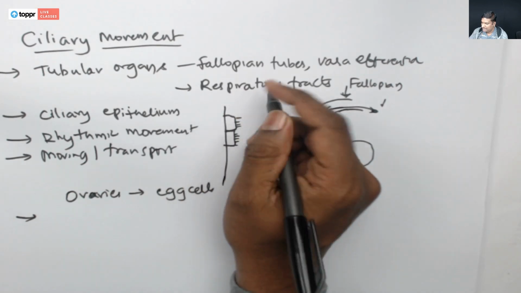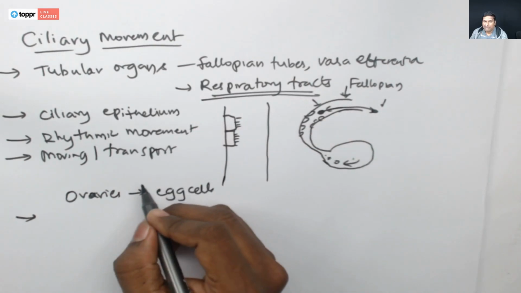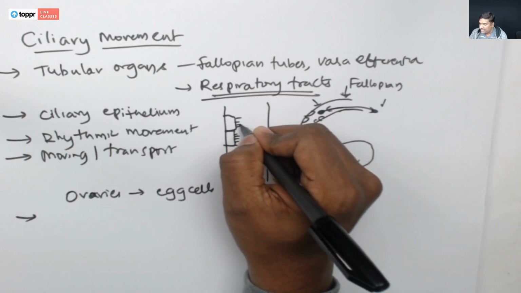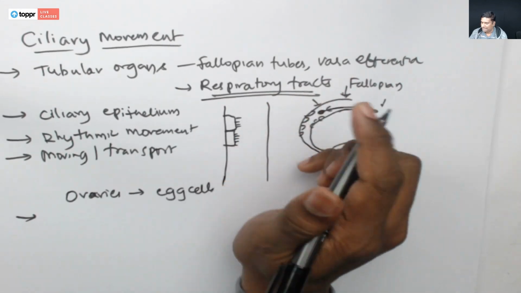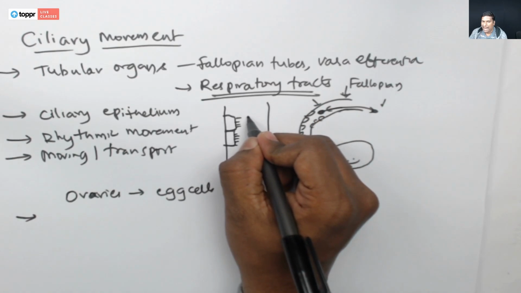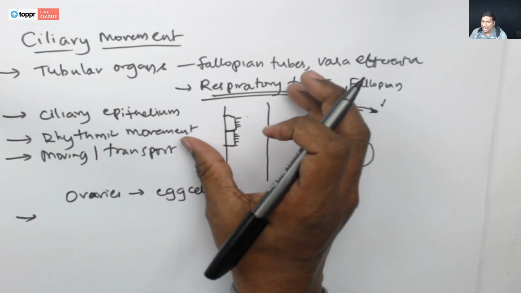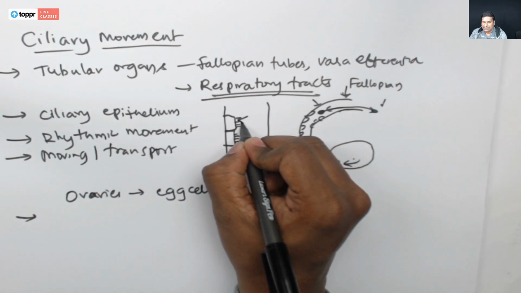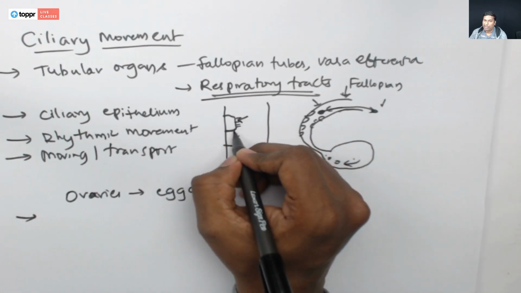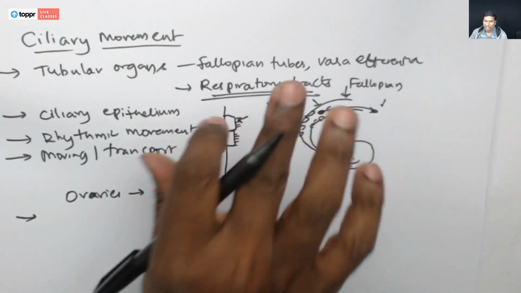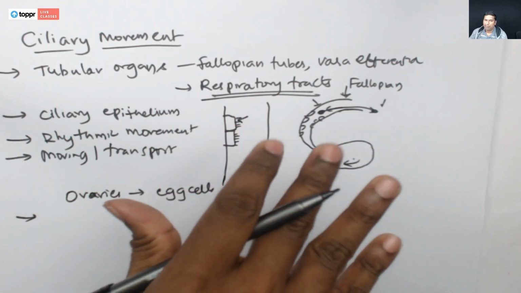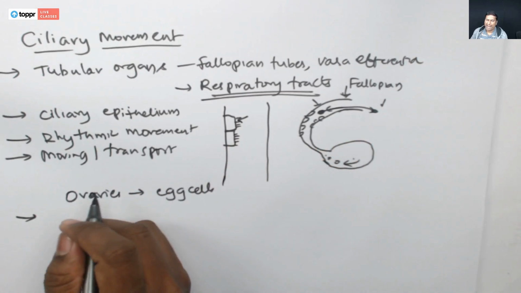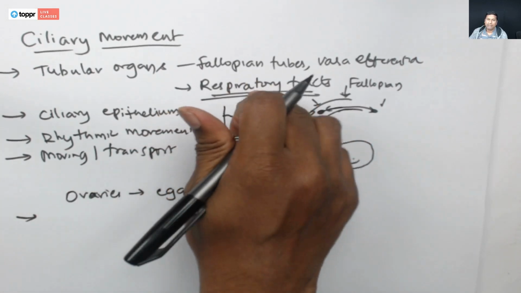Then where else? Like I said, you will see this even in the respiratory tract. In the respiratory tract, the ciliary movement prevents bacterial harboring. The bacteria will not be able to stick to the cells and enter because of the constant movement of the cilia. These are constantly moving and simply pushing them away. That is how you are getting protection from bacteria and dust particles.